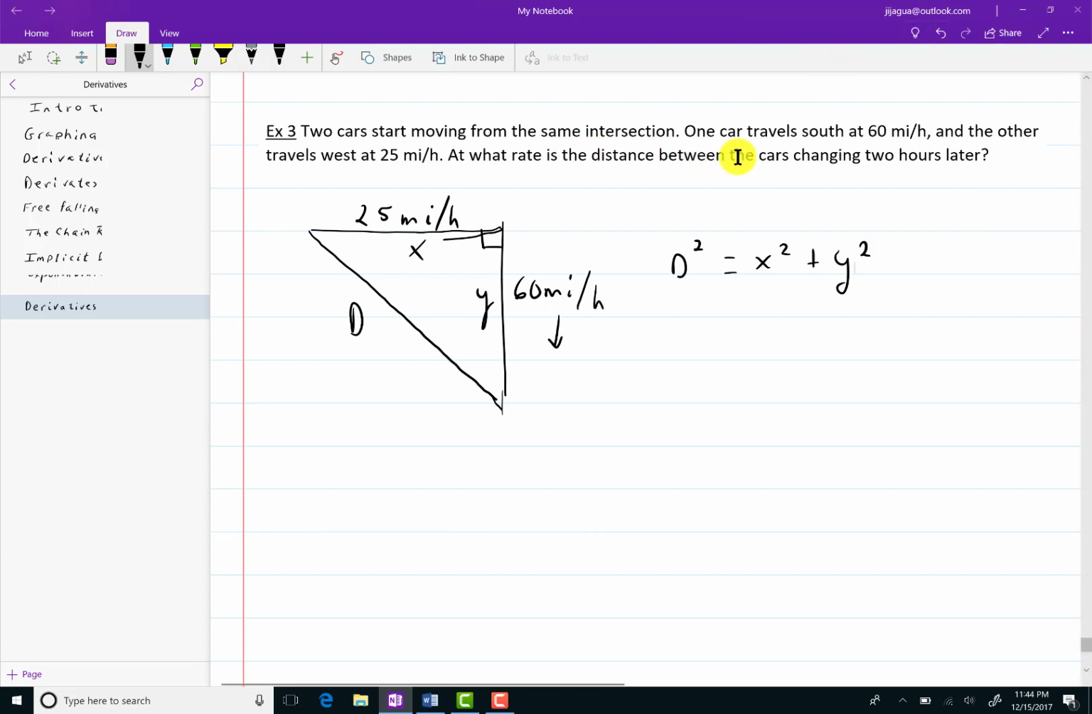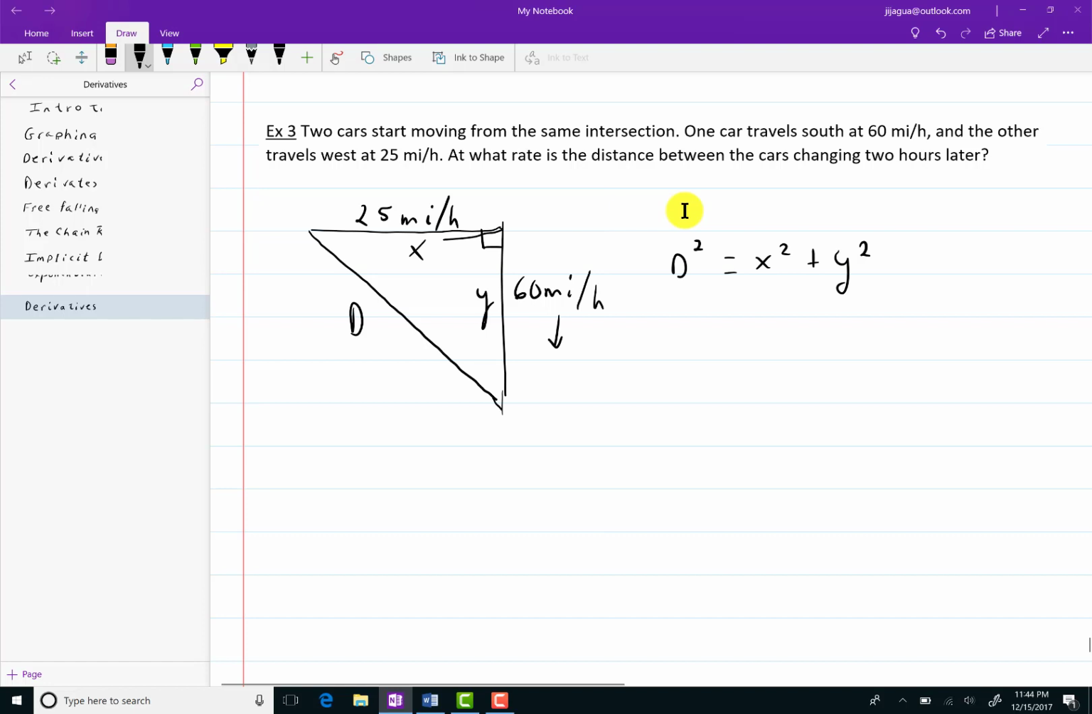I need to connect at what rate is the distance between the two cars changing. So that's this guy right here. There's our distance 2 hours later. Now, I got to connect it to time then. And the easiest way to connect it to time is by taking derivatives. So let me go ahead and do that.